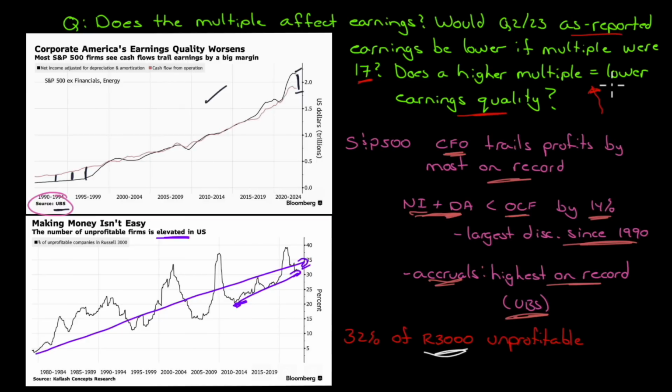It's an interesting question. And when you see, in fact, that earnings quality, again, this is from UBS, right? Accruals, highest on record, and earnings quality is the lowest it's been since 1990, then yeah, something's going on to justify those multiples.